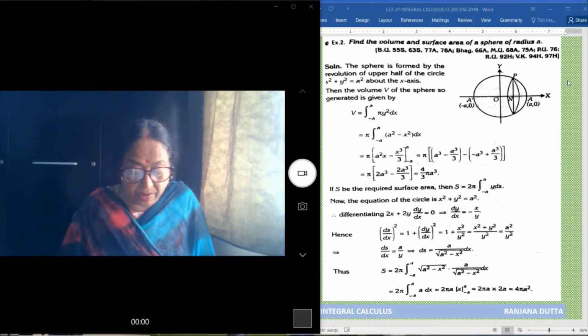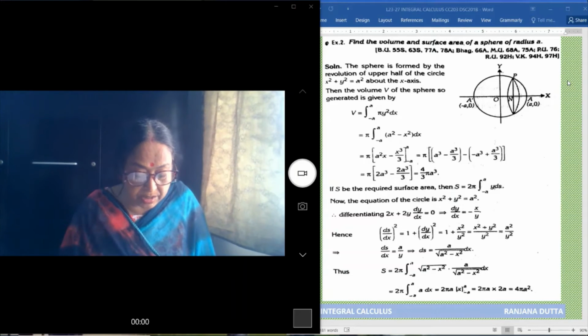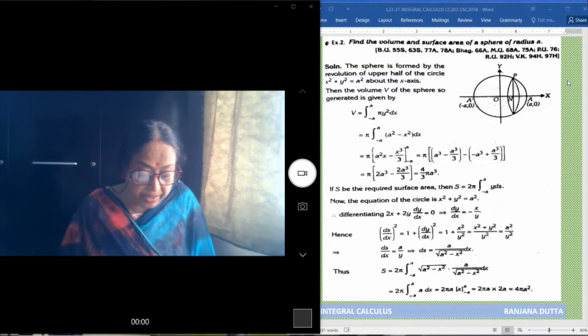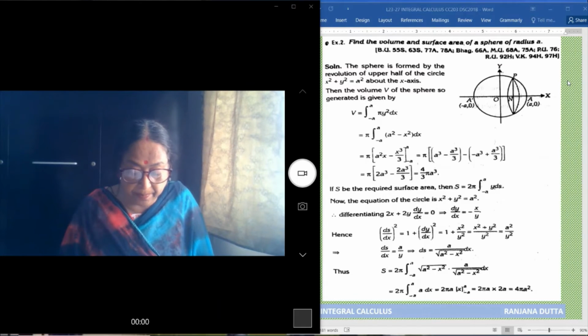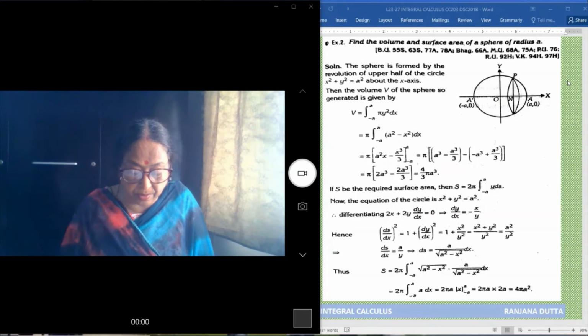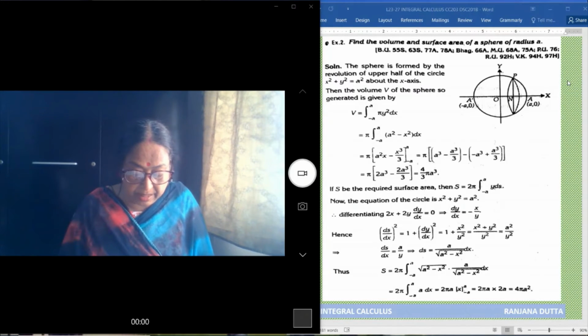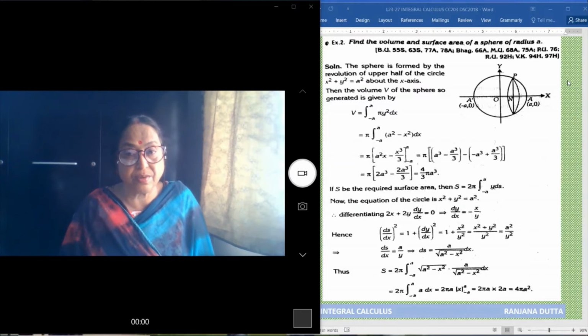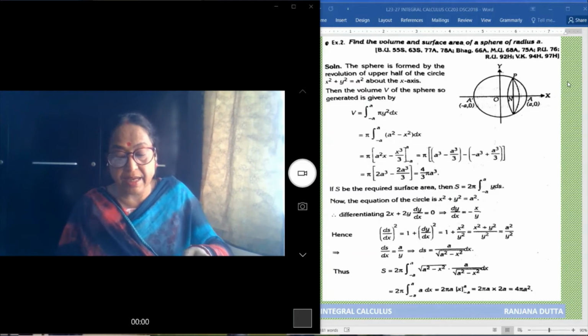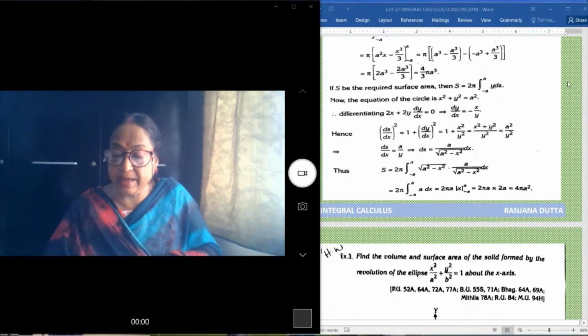Now S, the required surface area, is S is equal to 2 pi y ds. The limit for it is minus a to a. The equation of the circle is x square plus y square equal to a square. From this we can get ds by dx as a by root of a square minus x square, and putting these values we can get the value of surface area.